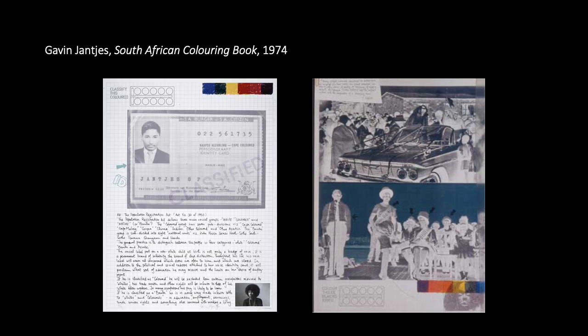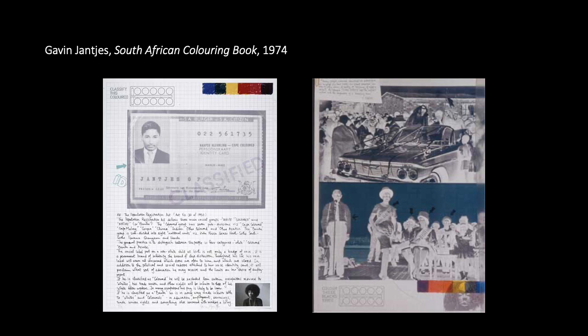Here we have Gavin Johannes. This artist was born in 1948 in Cape Town, but he later left to study art in Germany in 1970. And then in 1974, he produced his South African coloring book. Now, this was a series of 11 silkscreen prints with images and text, sort of done in the guise of a child's coloring book. And he chronicles the race classifications, the conflicts, and the exploitations of the apartheid.